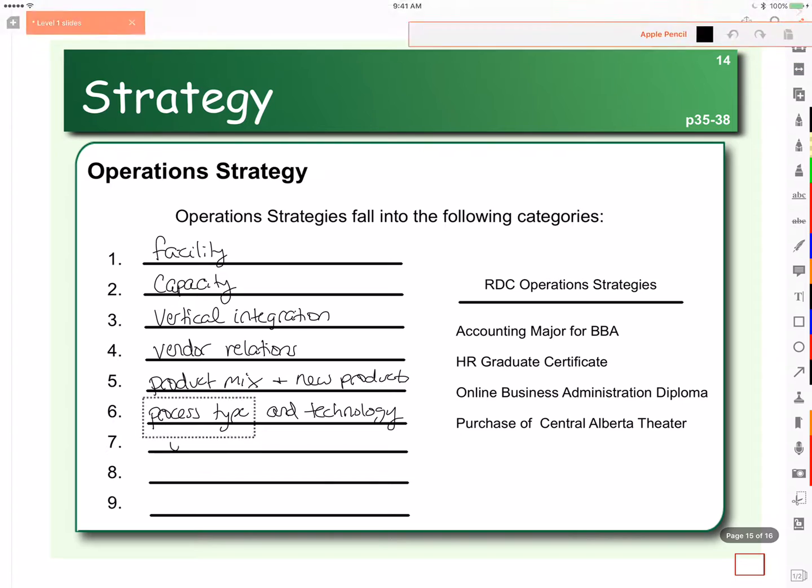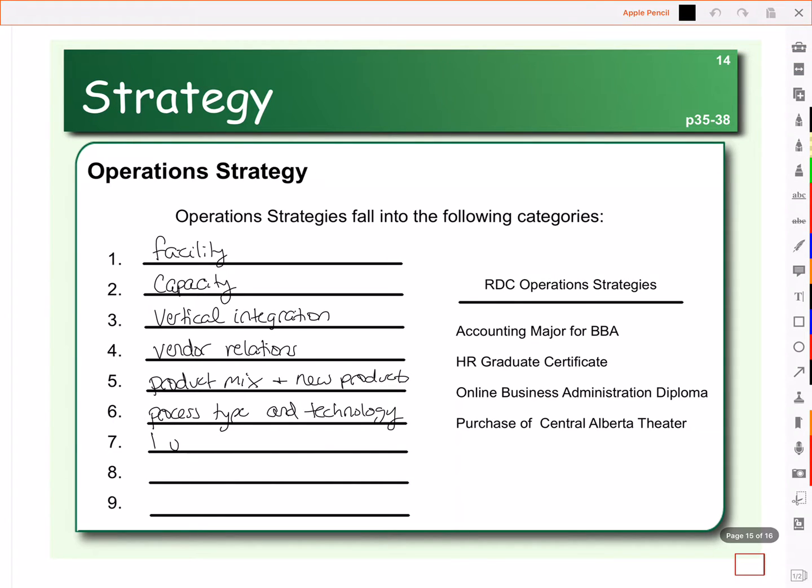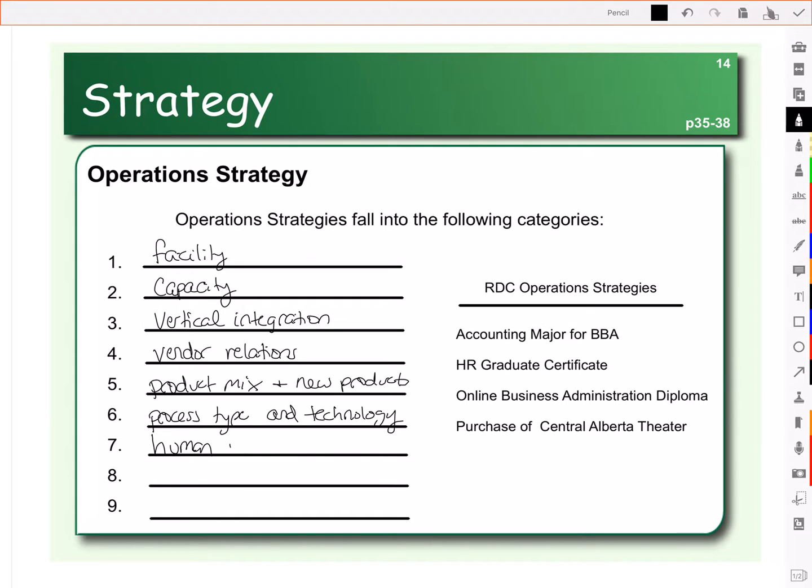Your operation strategies can be more along the lines of human resources. So here we're looking at strategies related to training, motivating, appraising or evaluating the performance of our workforce, rewarding good work. So your strategies might be related to that.